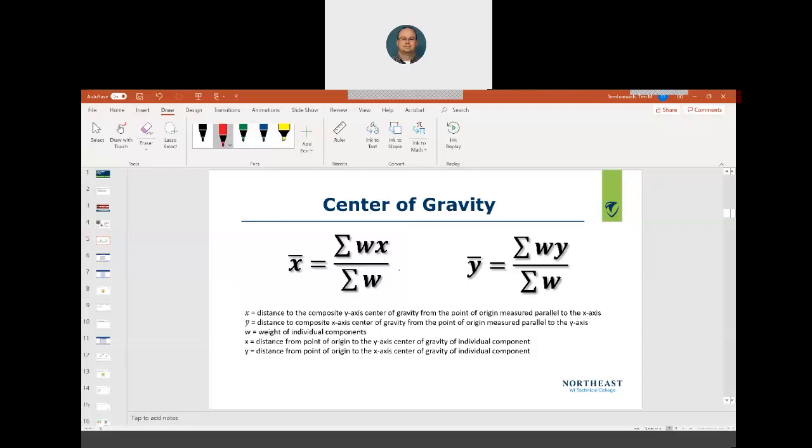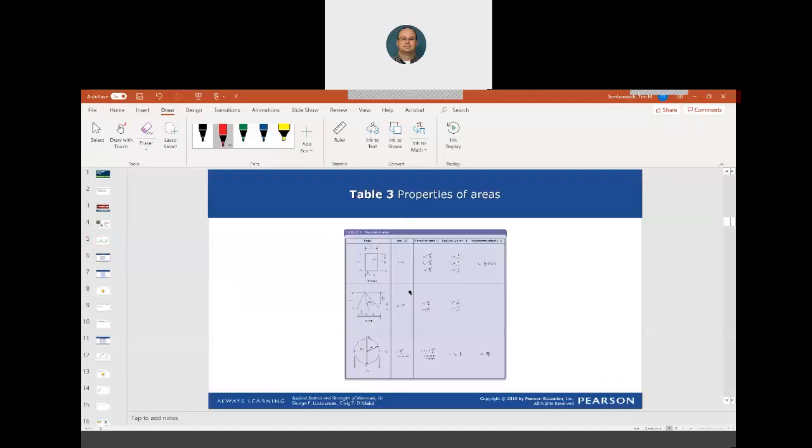W equals the weight of individual components. X equals the distance from the point of origin to the y-axis center of gravity of the individual component. And y is the distance from the point of origin to the x-axis center of gravity of the individual component. This is how we calculate the center of gravity.